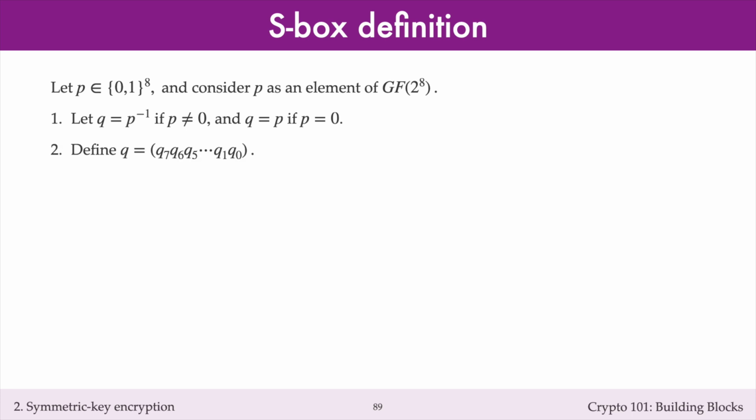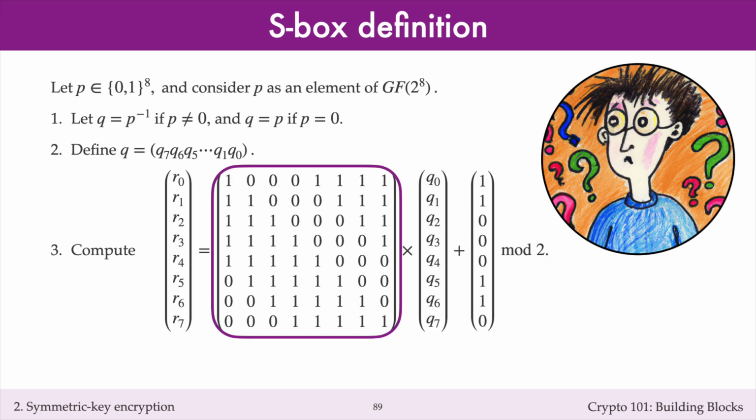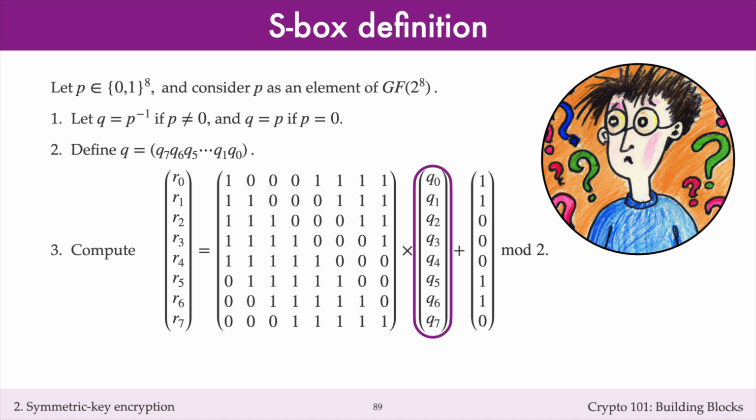Let the bits of Q be Q7, Q6 down to Q0. I'll then multiply this fixed 8x8 binary matrix with this vector whose entries are the bits of Q and add this fixed vector, all modulo 2. The resulting bits are called R0 up to R7. These are the bits of R, which is defined to be S of P. So the AES S-box maps the byte P to the byte R.